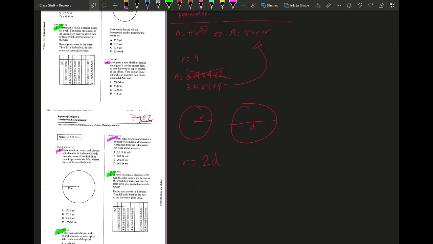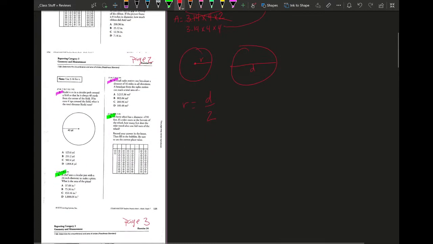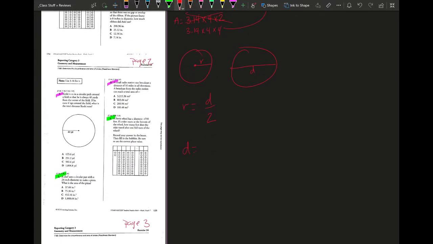Or the radius is the diameter divided by 2. That's why you have a 2 right here on the circumference formula, 2 times the radius. Or the diameter equals 2 times the radius. Those are the things that you need to know and remember.